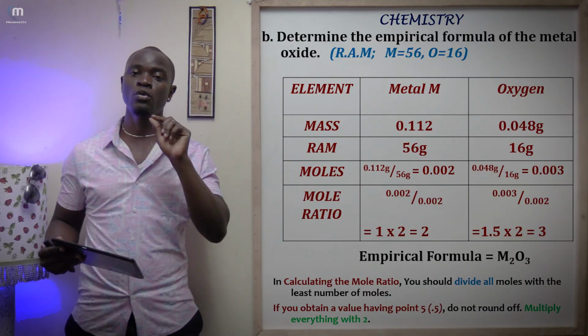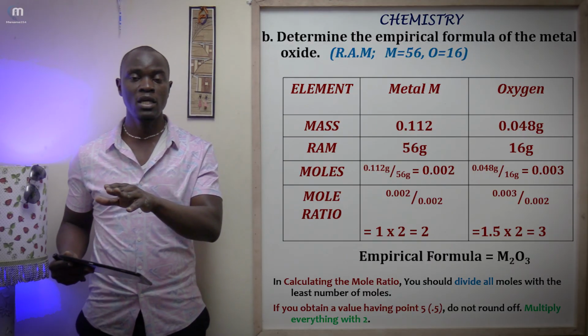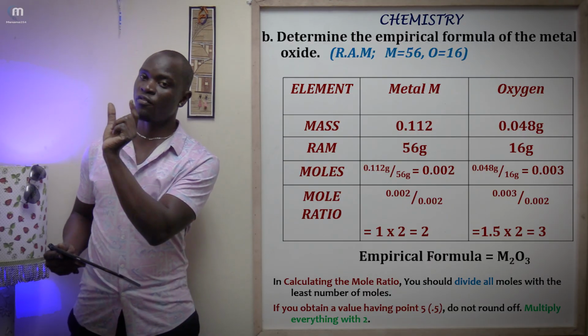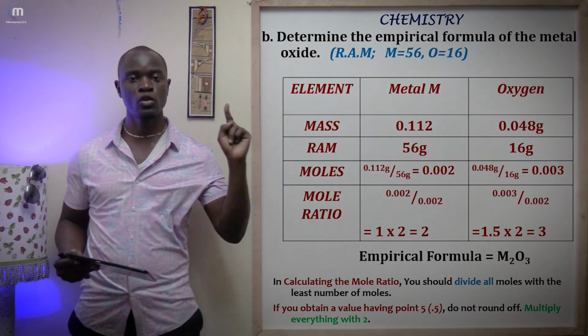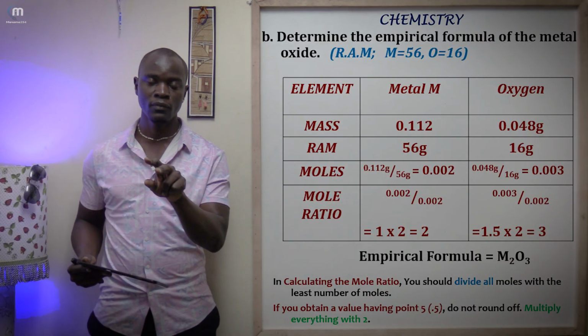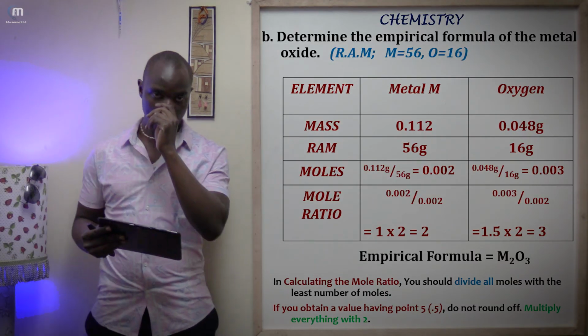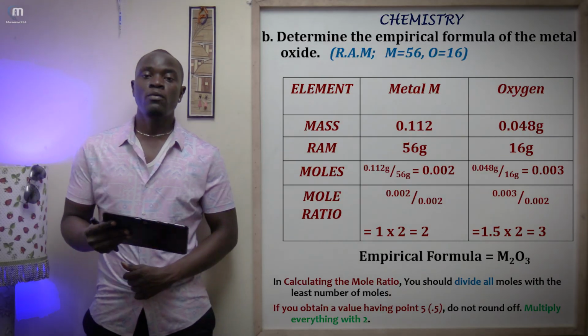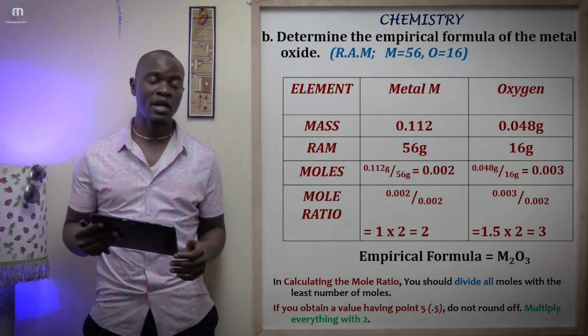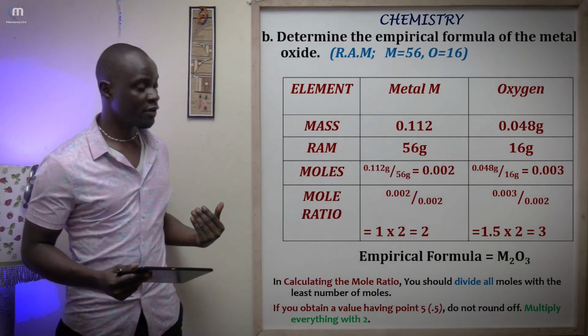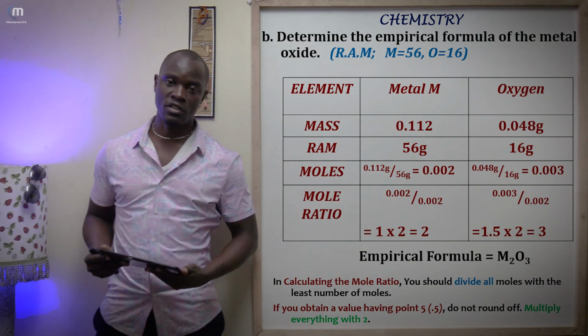So you should always go through this step if you have a 5 somewhere. If you have 5, remember, don't round it off, but multiply everything by 2. As you can see what you have done, after multiplying by 2, you can see the mole ratio. We now have 2 and 3: 2 for metal M and 3 for oxygen.